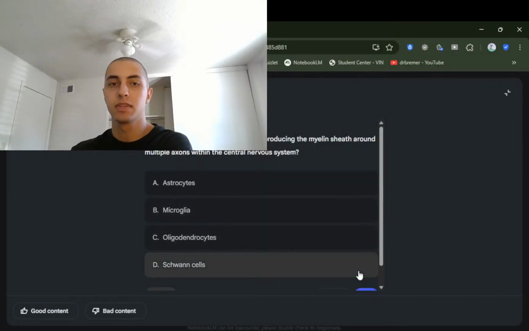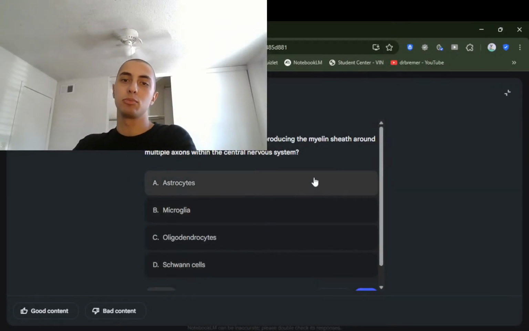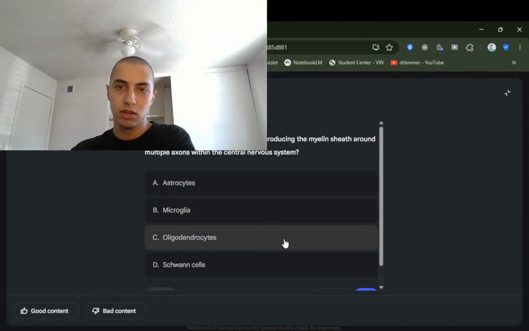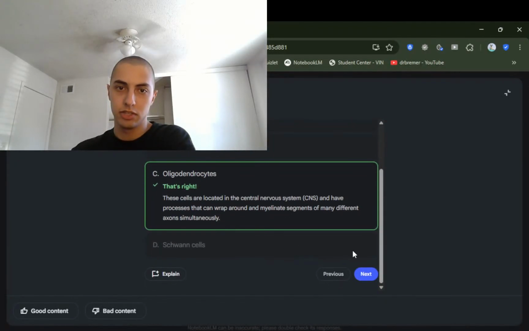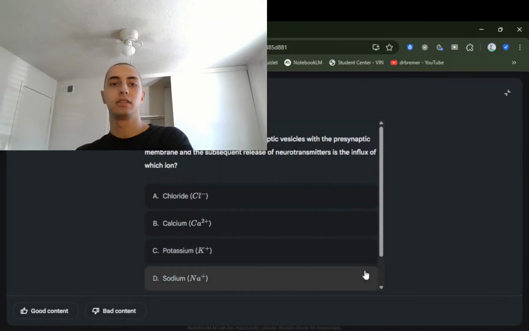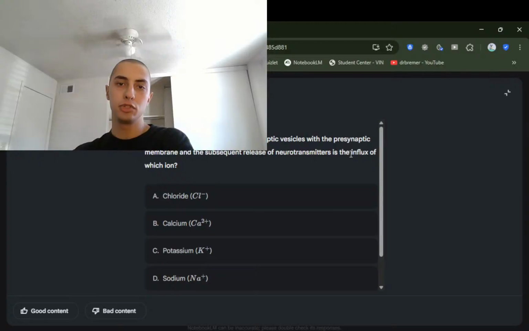Which glial cell type is responsible for producing the myelin sheath around multiple axons in the central nervous system? Oligodendrocytes. These cells are located in the CNS and have processes that can wrap around and myelinate segments of many different axons simultaneously.